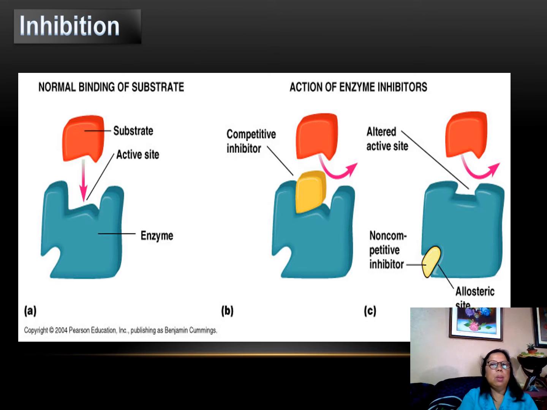So this is the normal binding substrate, the one that we were discussing. And we have also the presence of an inhibitor. So in order for the substrate to go here, what will happen is to remove the inhibitor and find another place on the enzyme, in order for the substrate to fix itself in the active site. So that is how the inhibitors also work.